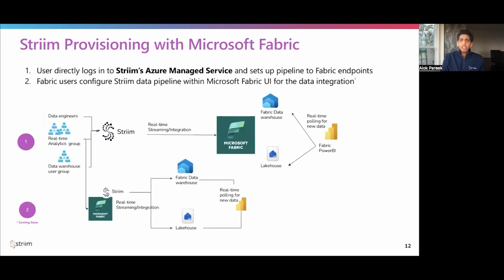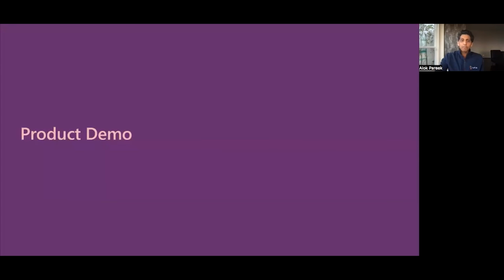Okay. So how do you provision this? As far as Striim is concerned, you can go into Azure, into the marketplace, and subscribe to the Striim managed service. I'm going to show you an example of that. That's the first path, at the top. The second one is directly through the Fabric interface itself, and that's my first forward-looking statement today, something that is coming up. So today in the demo, I'm going to show you the first path.